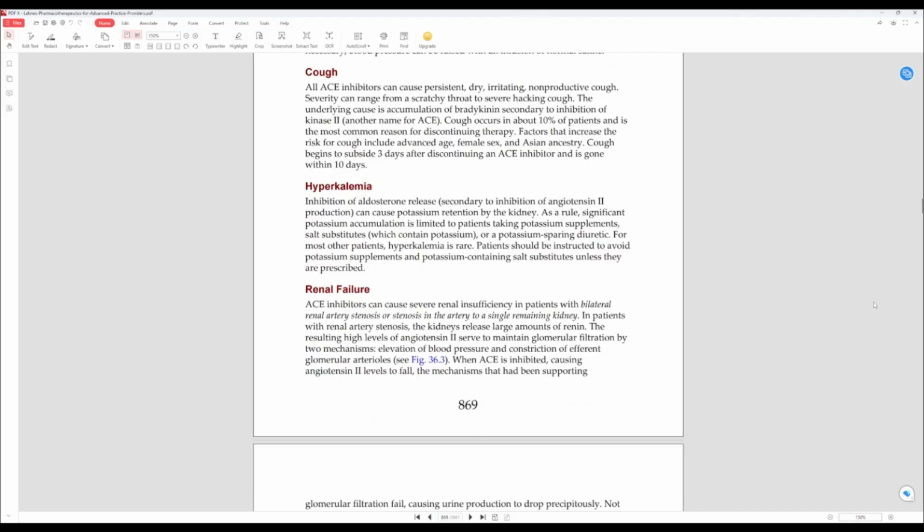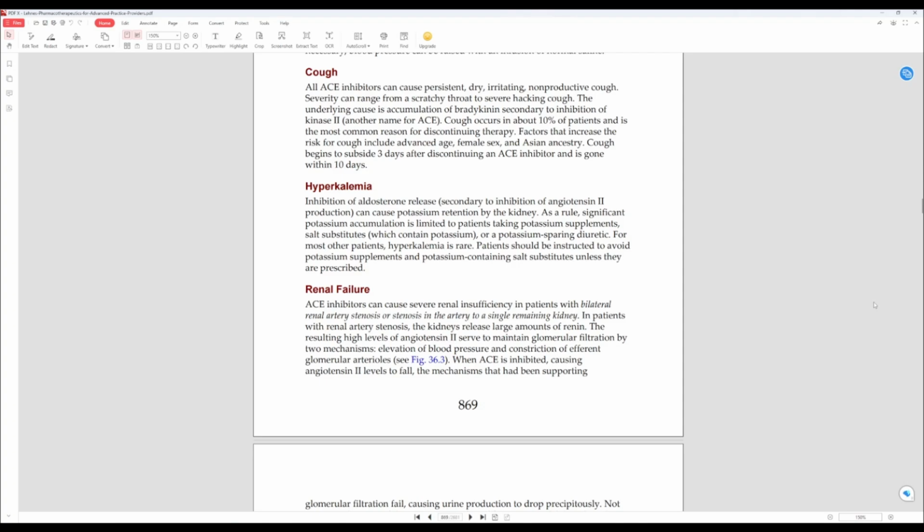We also mentioned cough. All ACE inhibitors can cause a persistent, dry, irritating, non-productive cough. Severity can range from a scratchy throat to severe hacking coughs. The underlying cause is the accumulation of bradykinin, secondary to the inhibition of kininase 2. Cough occurs in about 10% of patients and is the most common reason for discontinuing the therapy. Factors that increase the risk for cough include advanced age, female sex, and Asian ancestry.